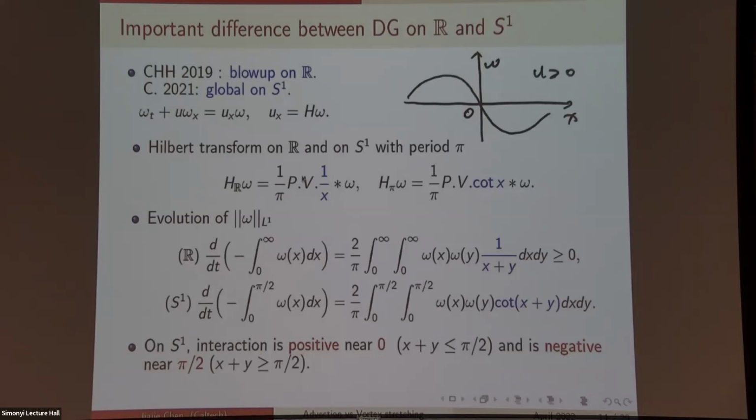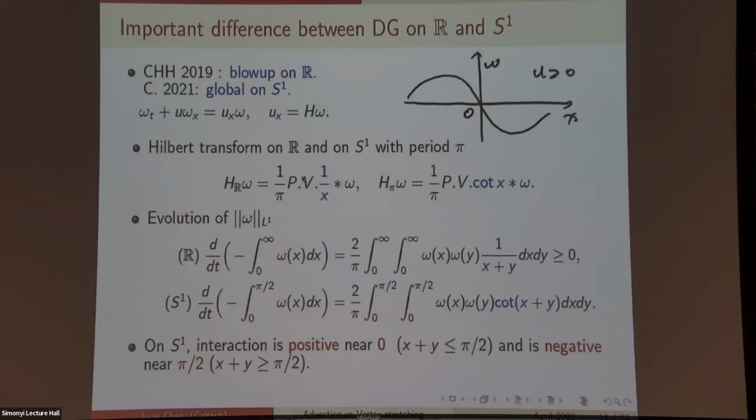Now recall that on the blue line, I first showed that this model can blow up from smooth initial data in this class. But now on a circle, we show that this model can actually exist globally from smooth initial data in this class. So we need to understand why they have different behaviors.